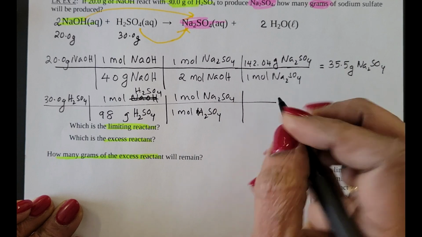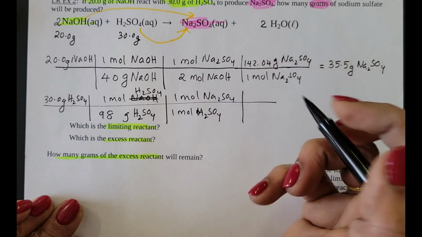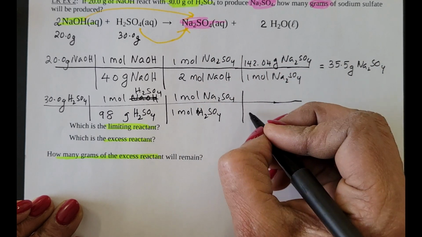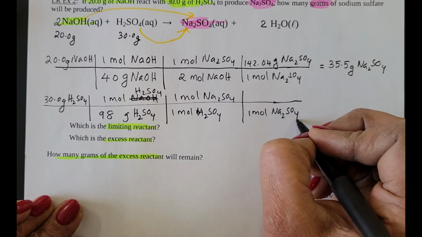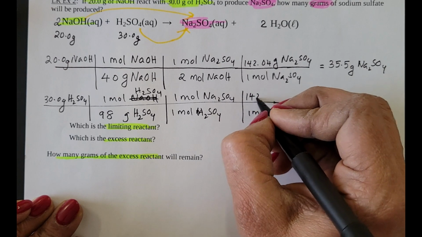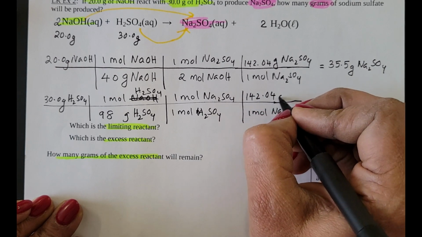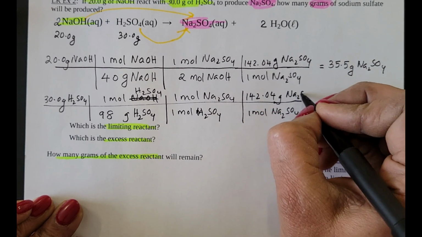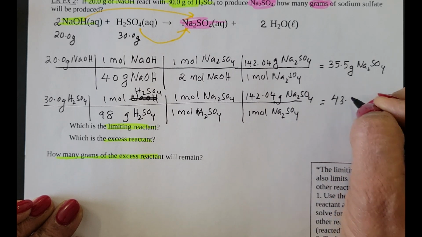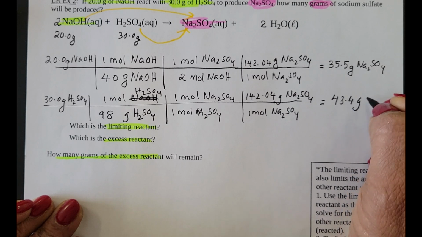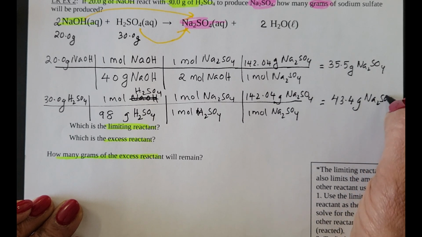Then everything after that you can just copy from the previous question. That is the easy method. You don't need to calculate it again. I think it's 142 or 124. Let me see, that's correct. Then you multiply, and you will get 43.4 grams of sodium sulfate.